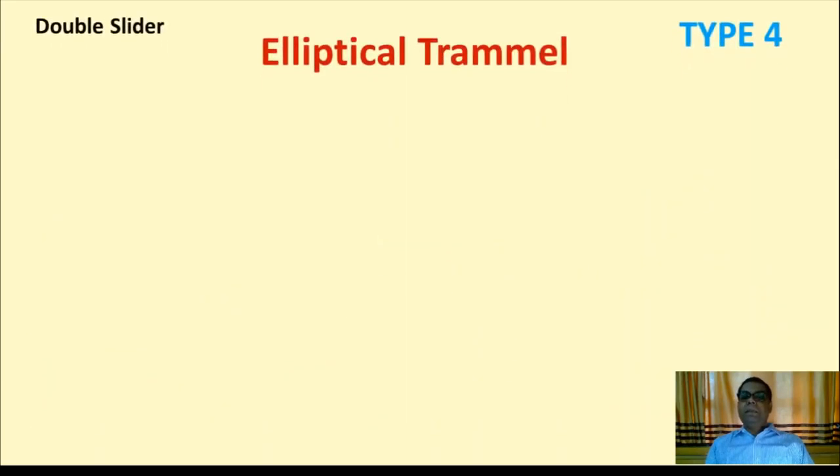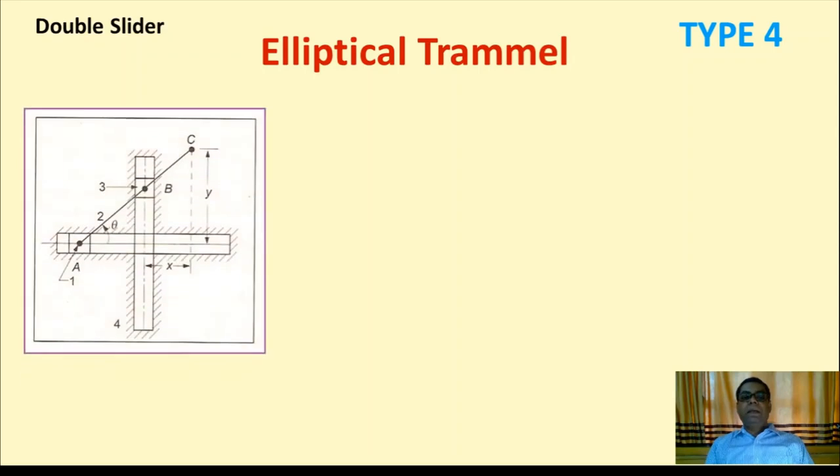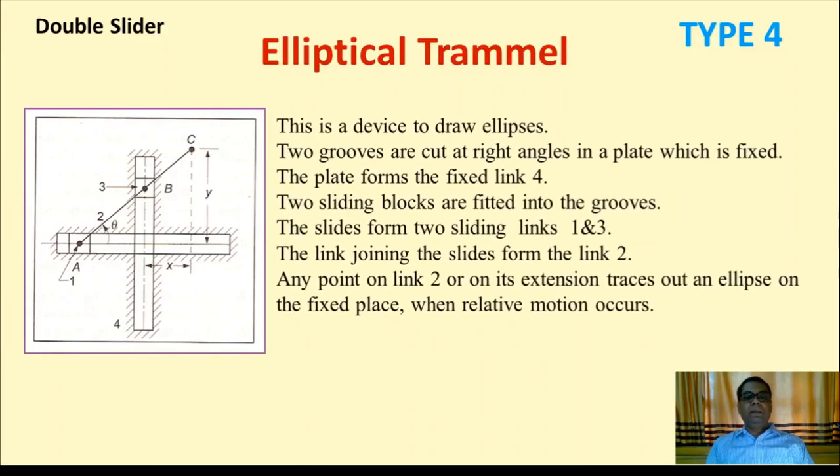Now comes the elliptical trammel. In the elliptical trammel we see that there are two slots, two piston blocks and one connecting rod. This particular device is used to draw an ellipse.